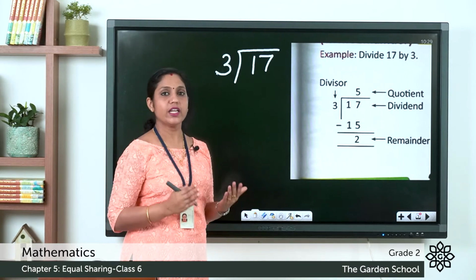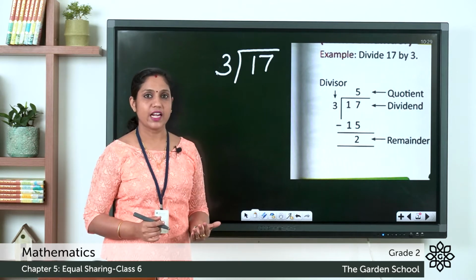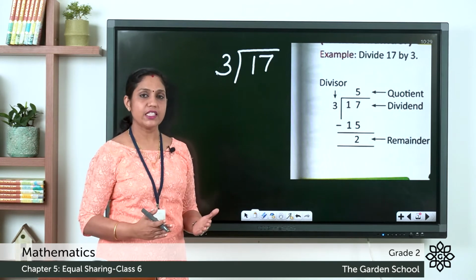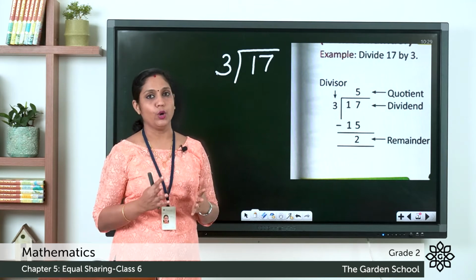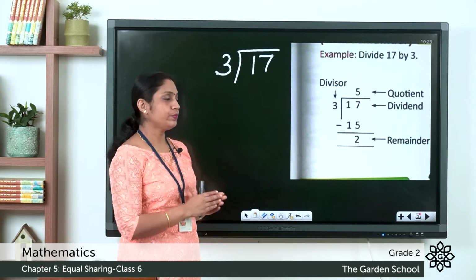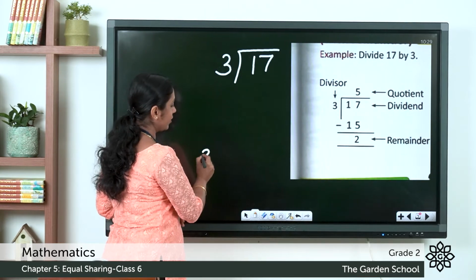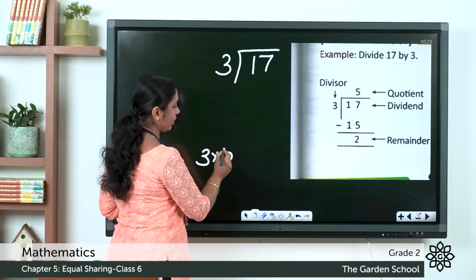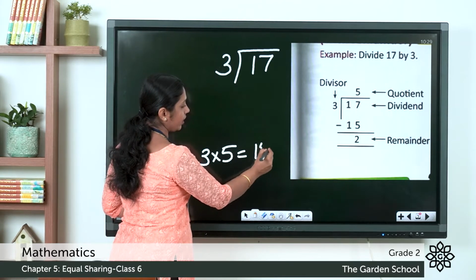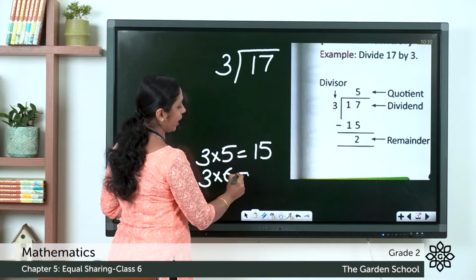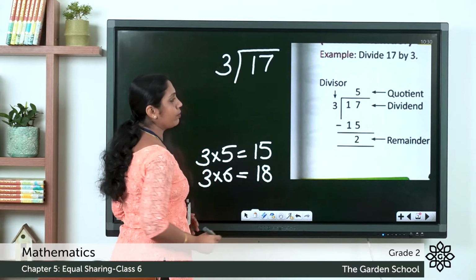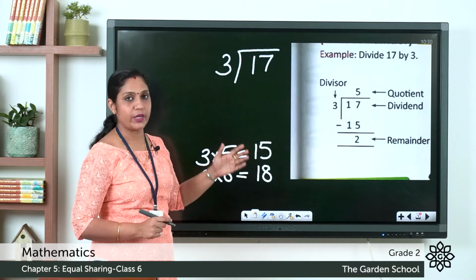So 3 ones are 3, 3 twos are 6, 3 threes are 9, 3 fours are 12, 3 fives are 15, 3 sixes are 18. So did you get the number 17? No. So what do you have to do? Let's write 3 fives are 15 and 3 sixes are 18. So we don't have the number 17 in the table of 3.